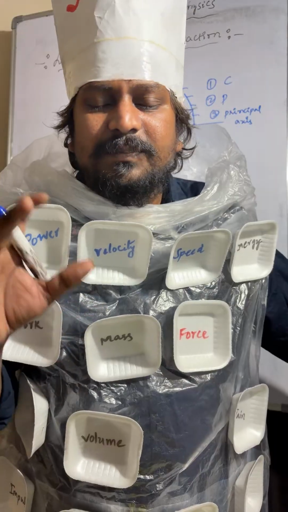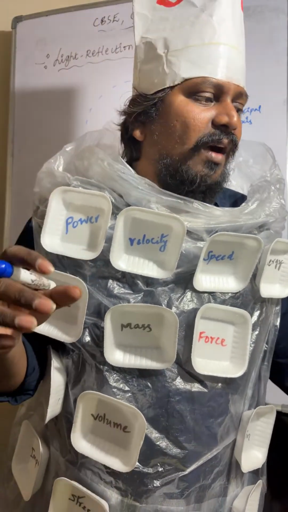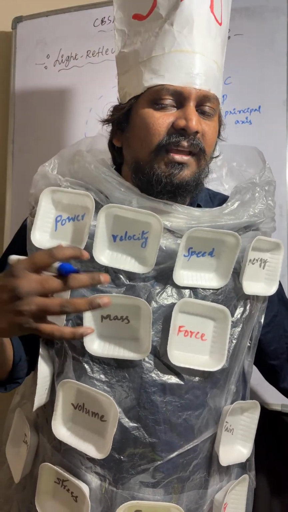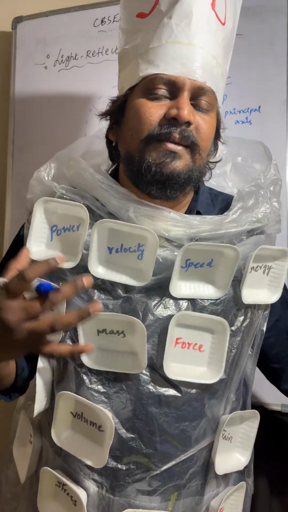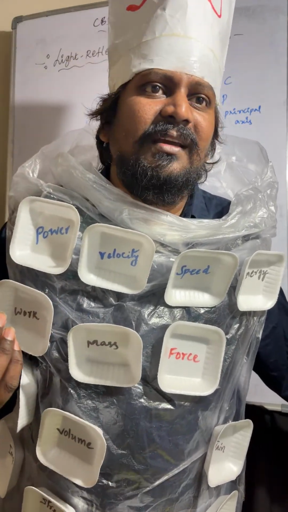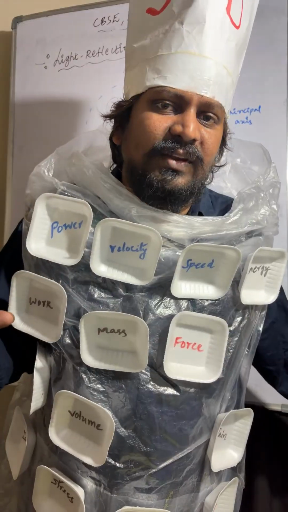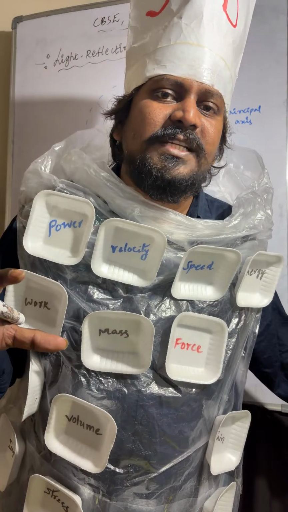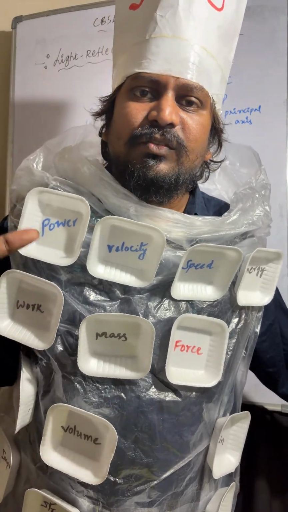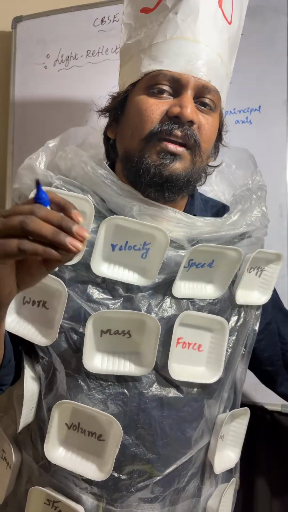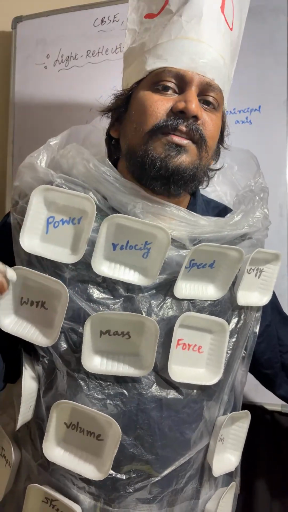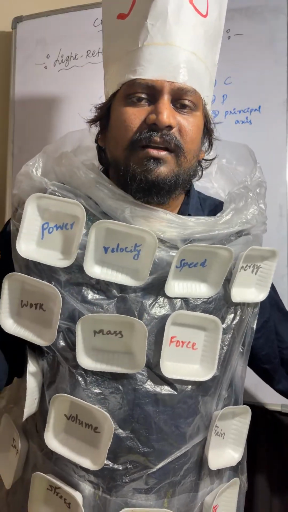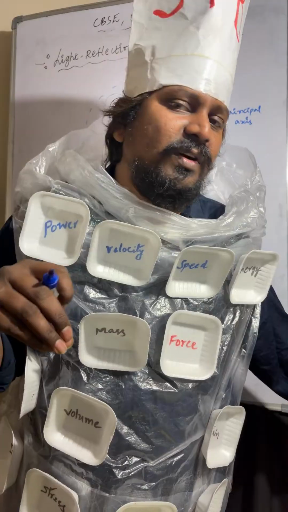After that, we'll discuss one more point, that is focus. Actually it is the principal focus, but in simple form we can say focus. What is the meaning of focus? Light rays coming from infinity, parallel to the principal axis, after reflection meet at one point on the principal axis. That point is called the focus. The distance between the focus and pole is called the focal length.